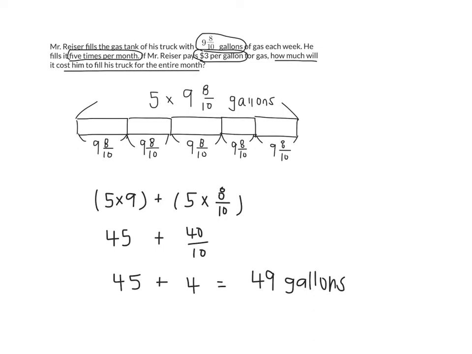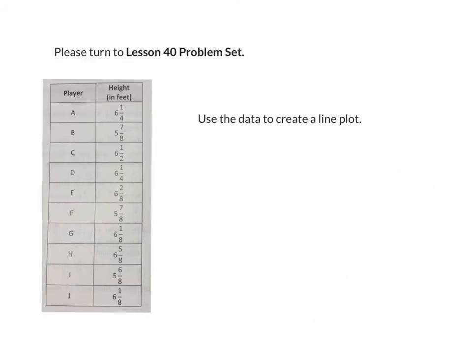What's the question asking? It says, how much will it cost him? Oh, is 49 gallons a price? No. But in the problem, we know that it costs $3 per gallon. So if we know that he gets 49 gallons, how can we find out how much it's going to cost? Anushka? 49 times 3. Very good. We can do 49 times 3. And when we do that, we can find out that he spends $147 each month on gas.